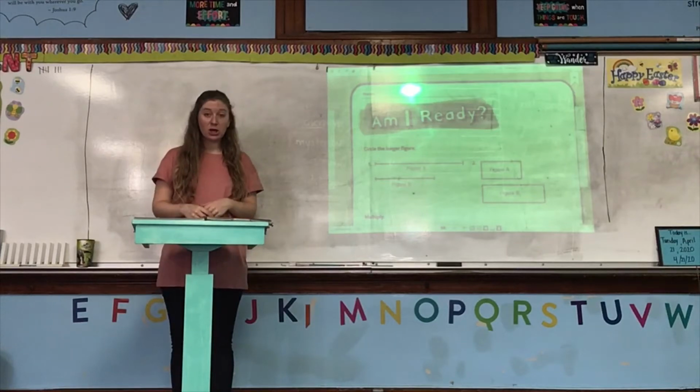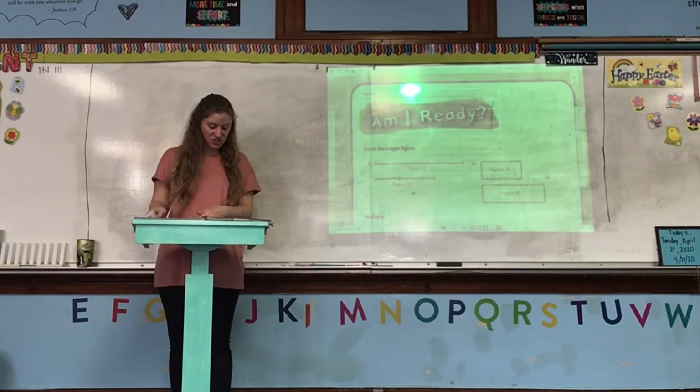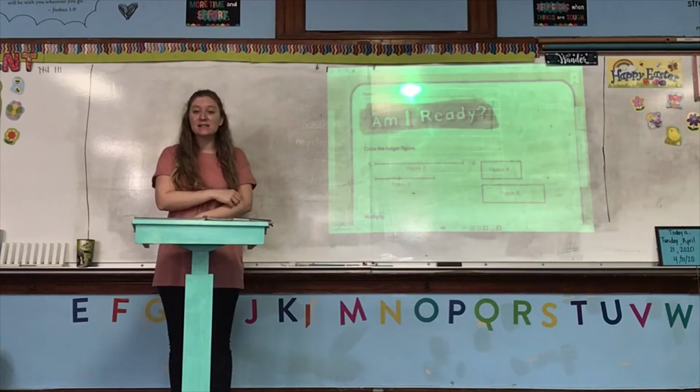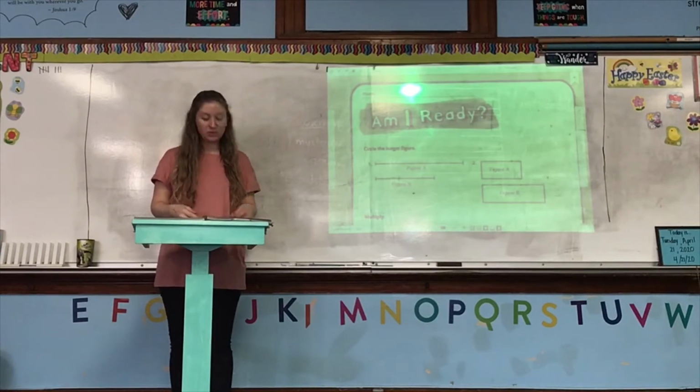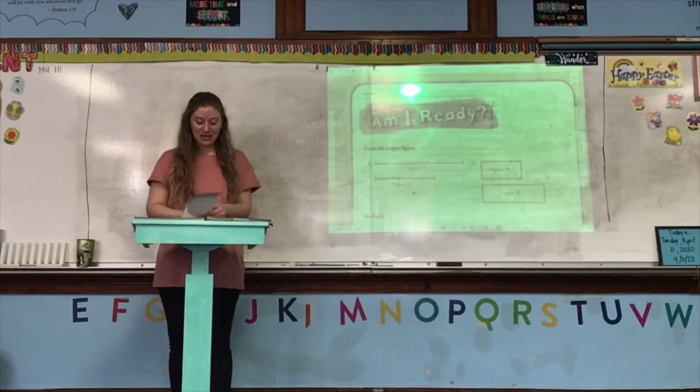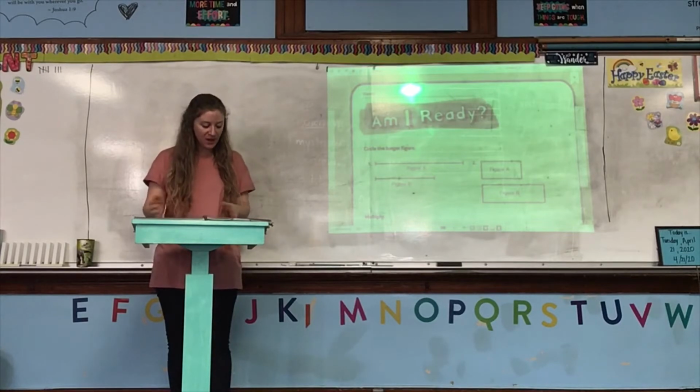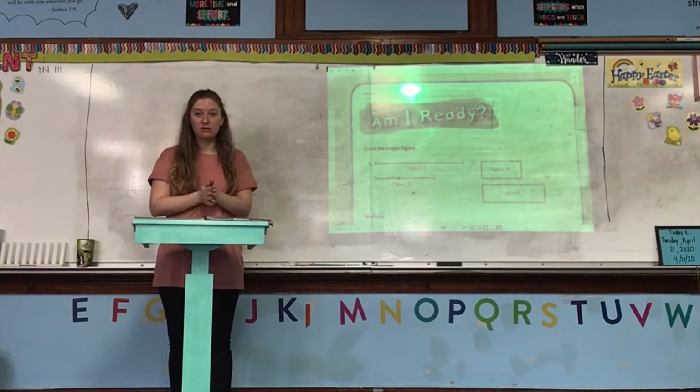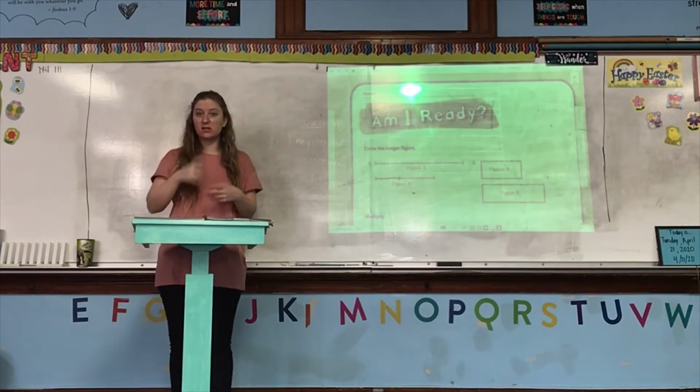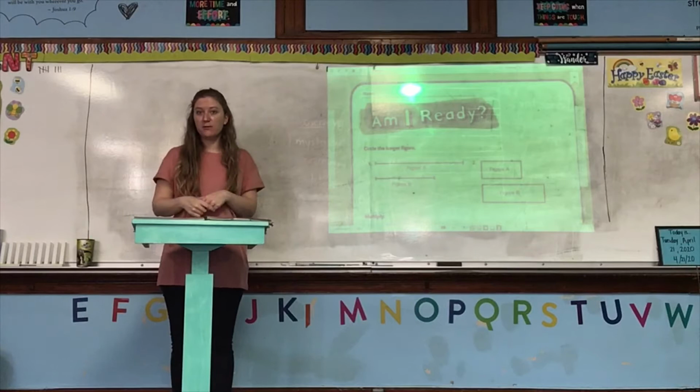Okay guys, so you should have already completed the Am I Ready on pages 687 and 688. Remember, you had to complete the Am I Ready and the other side that says My Math Words. And now we're going to go ahead and go over it together. Remember, for this you don't need your red pen. You can just use your pencil. You can erase and rewrite if you need to.